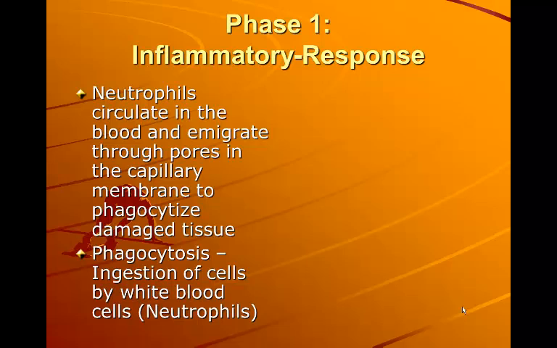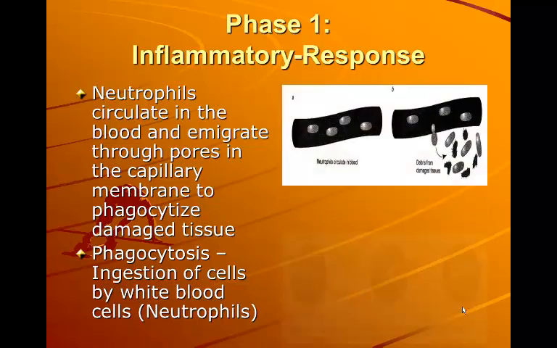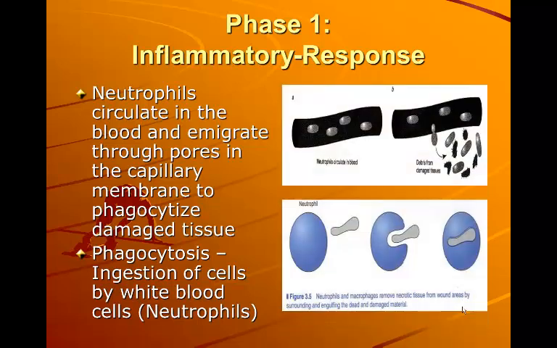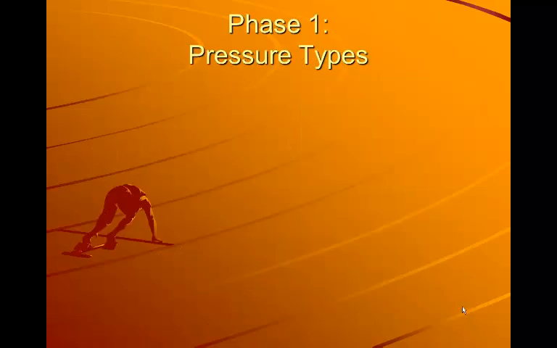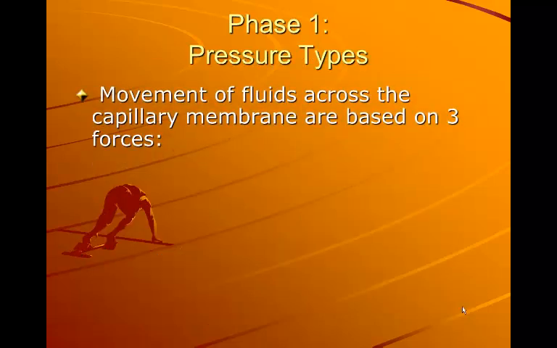Neutrophils circulate in the blood and emigrate through pores in the capillary membrane to phagocytize the damaged tissue. Phagocytosis is the ingestion of cells by white blood cells, or neutrophils. This is all based on pressure types.